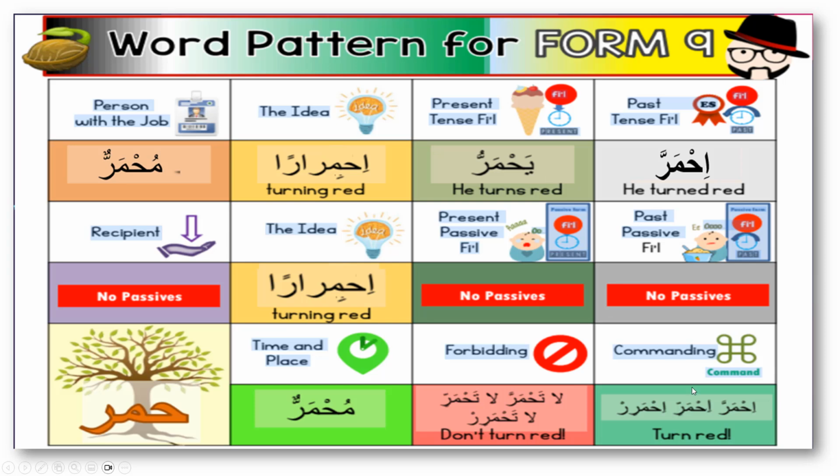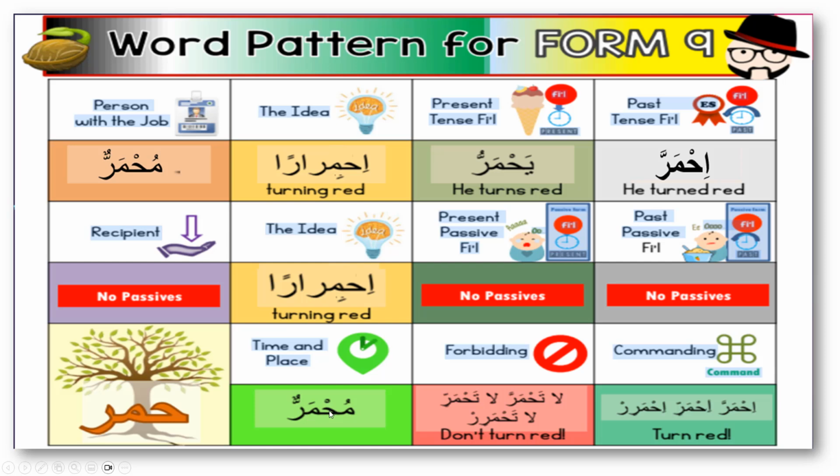And the command here, there are going to be three commands because, like you know, the Muda'af family, madda, yamuddu, the double-lettered verbs, they have three commands and three forbidding for the second person masculine singular anta. If you want the link for the Muda'af video, you can check the description box. So we have Ihmarra, Ihmarri, or Ihmarir, turn red. And for forbidding, Nahi, it's gonna be La Tahmarra, La Tahmarri, La Tahmarir, don't turn red. And the time and place ism zarf, it's gonna be Muhmarrun.